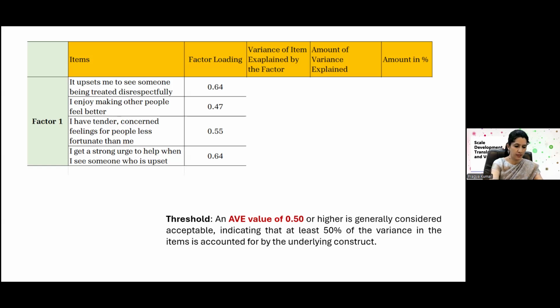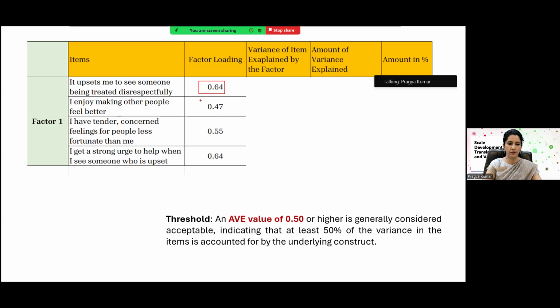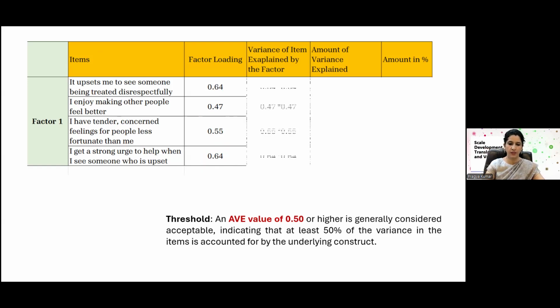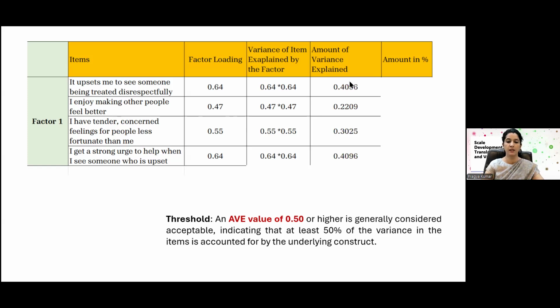So if you see this, these are the various factor loadings. 0.64 is for the first item, 0.47 is for the second, 0.55 is for the third, and 0.64 is for the fourth. So how do we take out the variance? You just square this, and the next, you just square this. So your amount of variance explained would be 40% for item 1, 22% for item 2, 30% for item 3, and 41% for item 4.